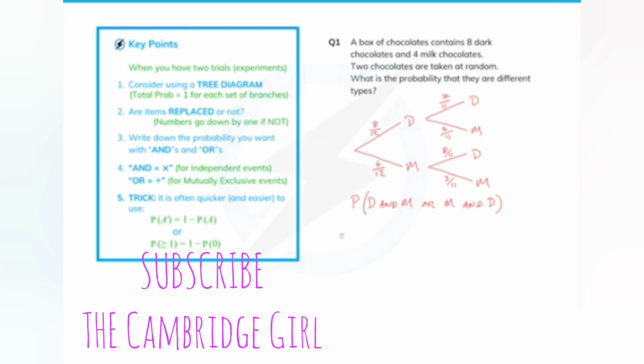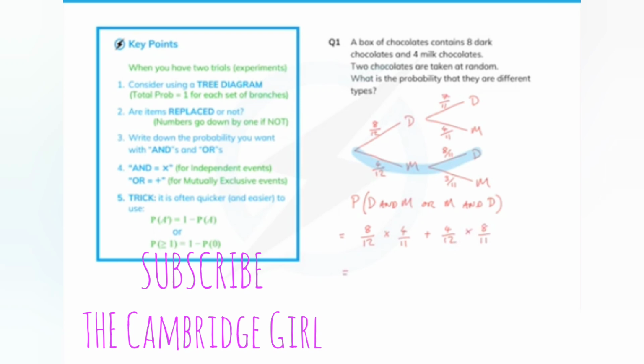So the probability of a dark chocolate, according to my tree diagram, is 8/12, times, and then following that first route through, I get 4/11 there. So that's that route there, and we're multiplying because it's and. It then says or, so we add, and then we follow this route through the tree diagram. As I say, you may be able to do that in your head without a tree diagram, but it's 4/12 for the milk chocolate, and then 8/11 for the dark chocolate.